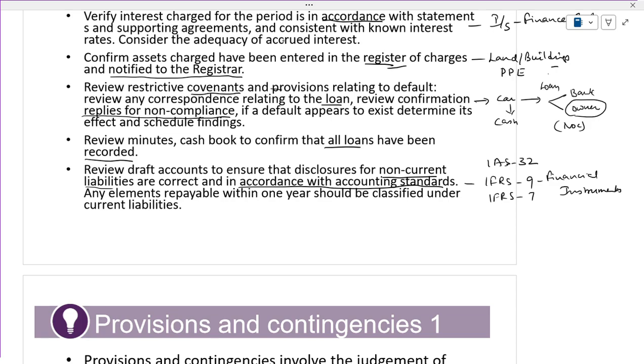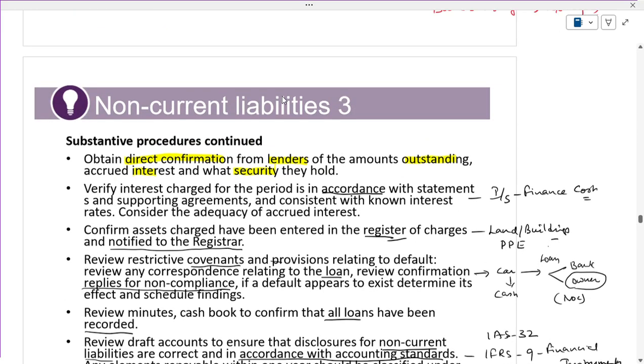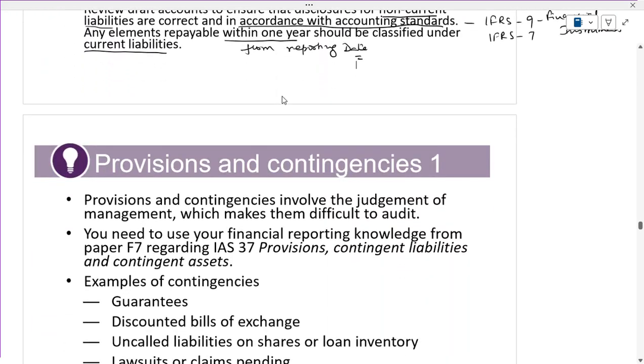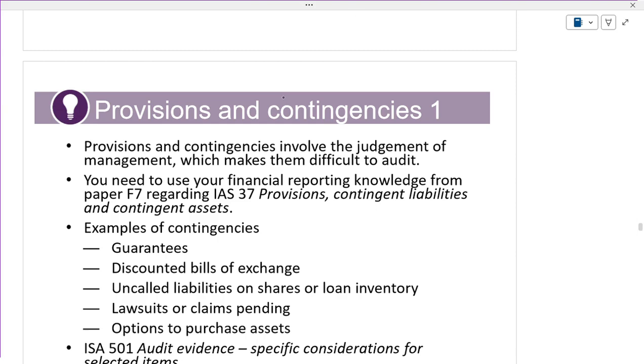I told you in the beginning, any elements repayable within 1 year from the reporting date should be classified as current liabilities. This is with respect to non-current liabilities. One by one they are mentioning. Now they are talking about provisions and contingencies. Provisions and contingencies is IAS 37.